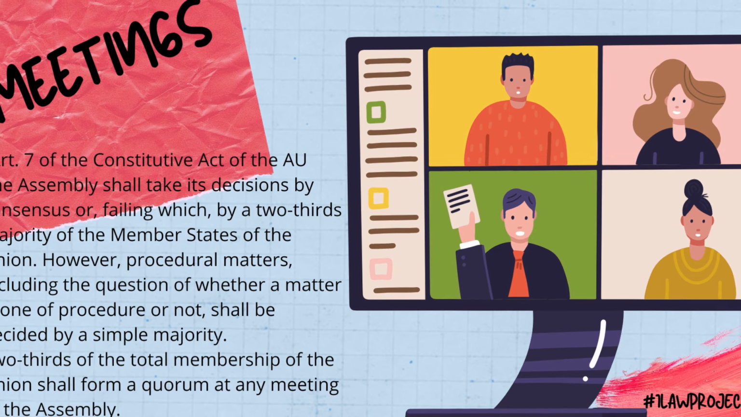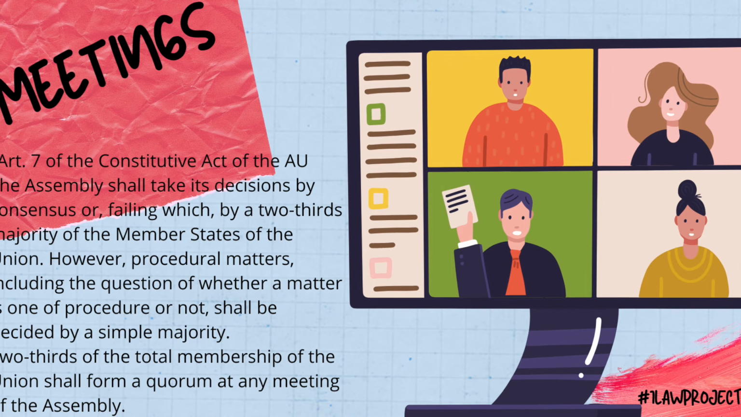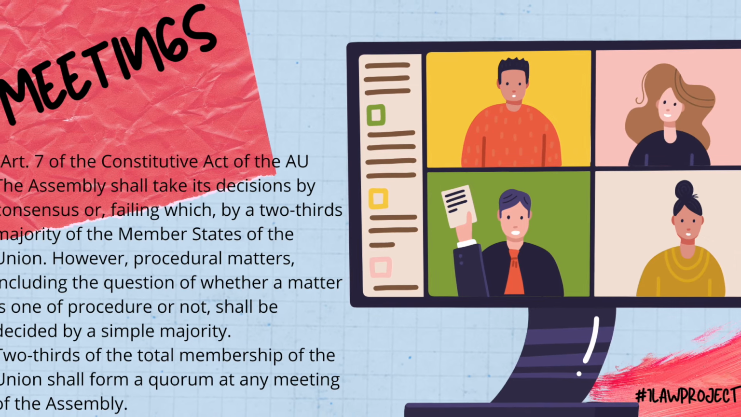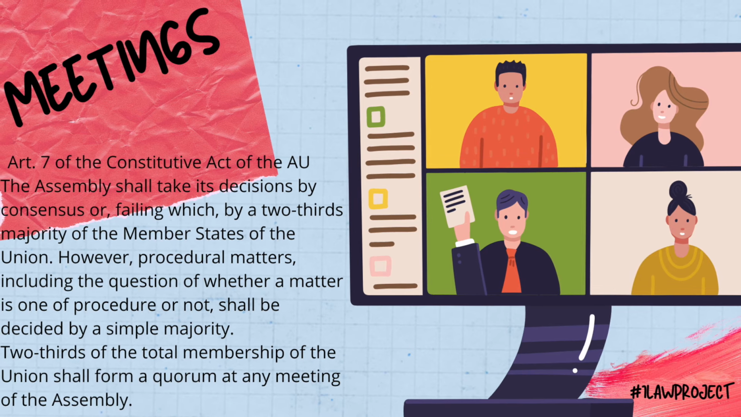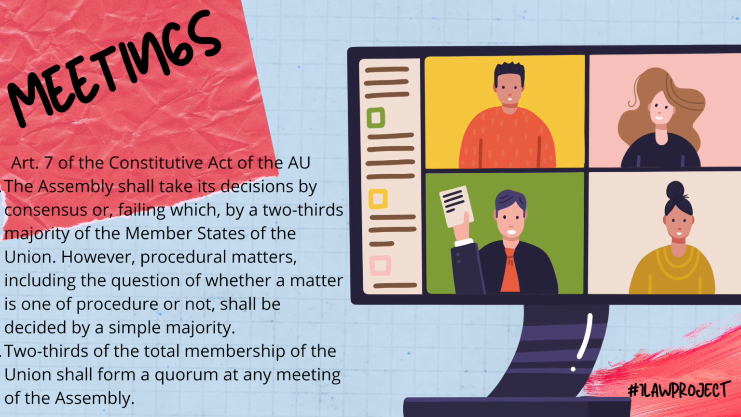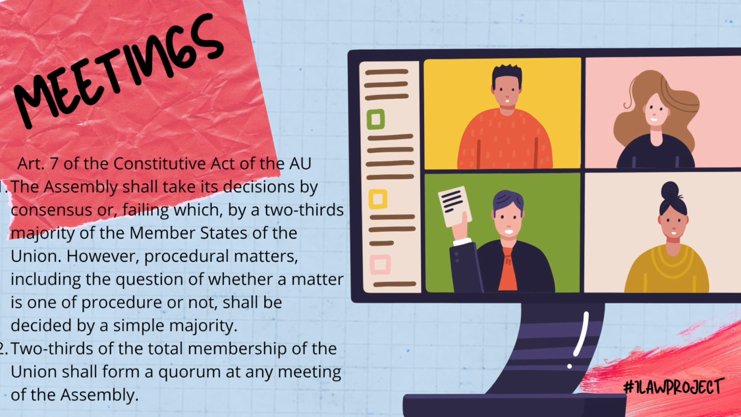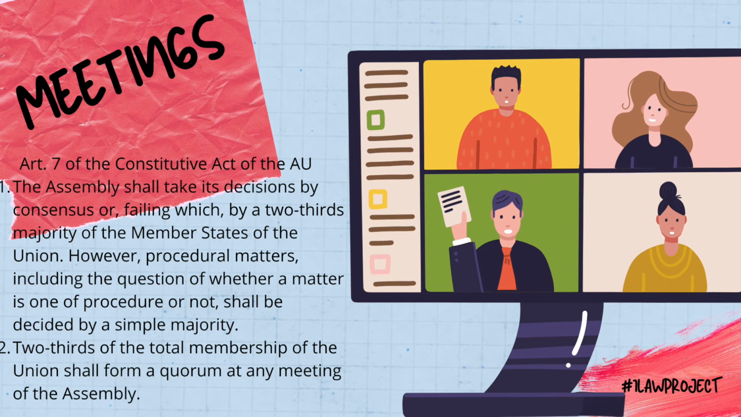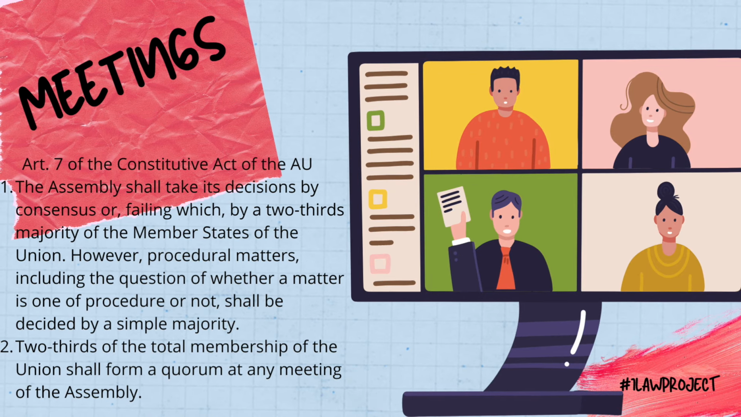Article 8 of the Constitutive Act of the AU empowers the Assembly to formulate and adopt its own rules of procedure. Article 9, paragraph 2 of the Constitutive Act of the AU states that the Assembly may delegate any of its powers and functions to any organ of the Union.